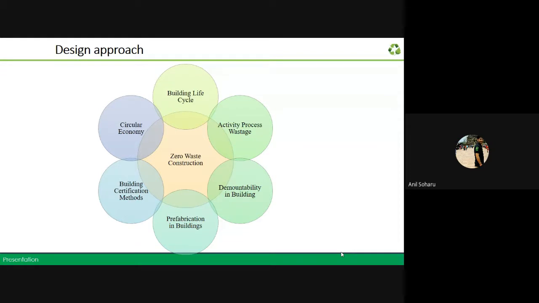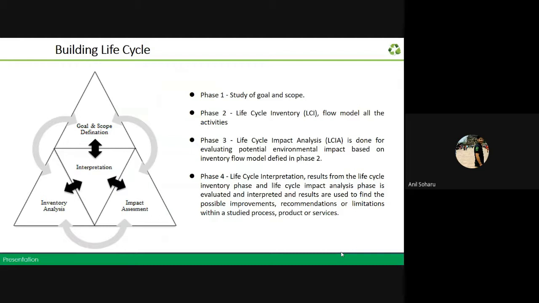Then we need to explore demountability in buildings, meaning walls and roofs can be demounted at the end of life, and they can be prefabricated. Next is prefabrication of the building, which should be done in a factory environment so that wastage can be minimized at the construction site. Then we need to implement various building certification methods. And at the last, we need to focus on the circular economy on the construction side. I'll take you through some of the primary things.